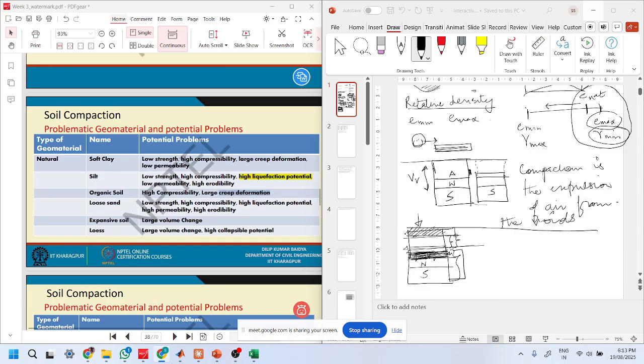About topics that are too ahead of the curve is difficult. Okay, so I was saying that primary consolidation, after primary consolidation is over, this is the maximum volume of voids you can reduce generally.